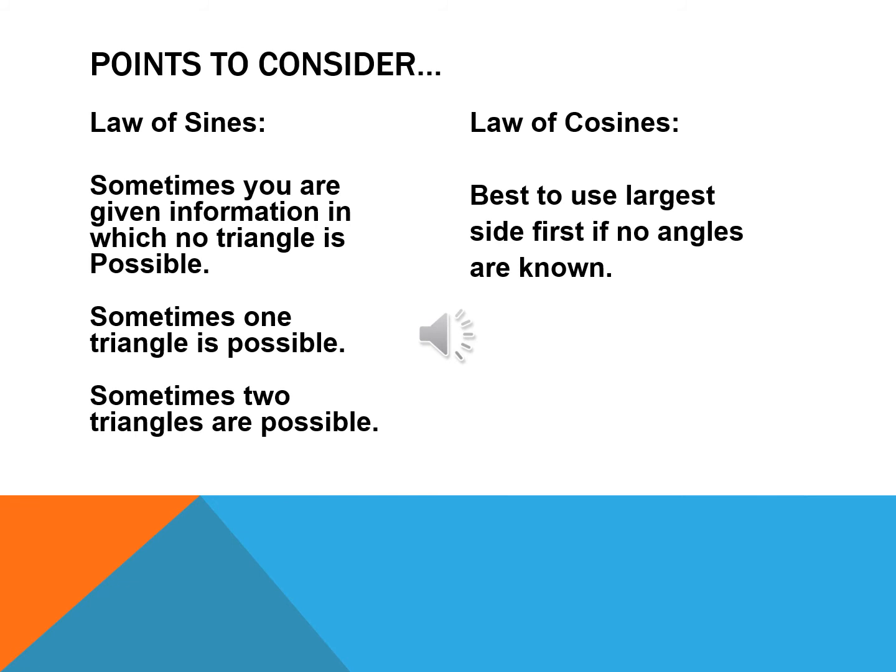And when you're using the law of cosines, always start with the largest side. Work with the largest side first. The reason being is that if you don't, you might actually get information when you do inverse cosine that gives you a triangle that you weren't actually given in the first place.